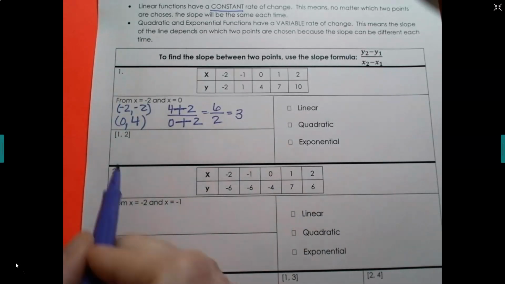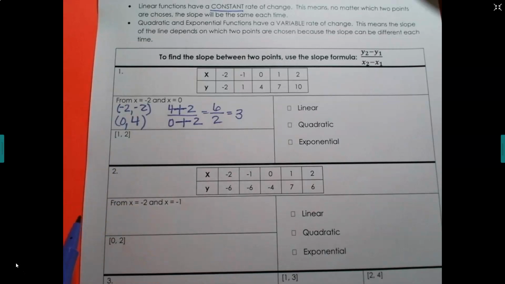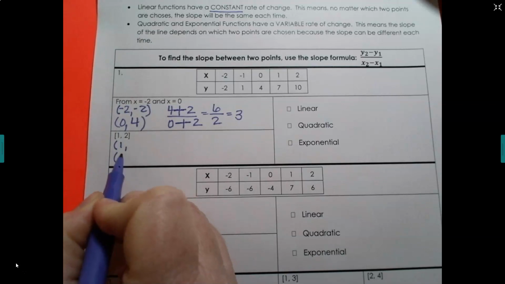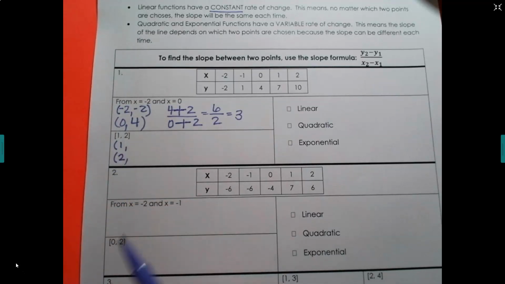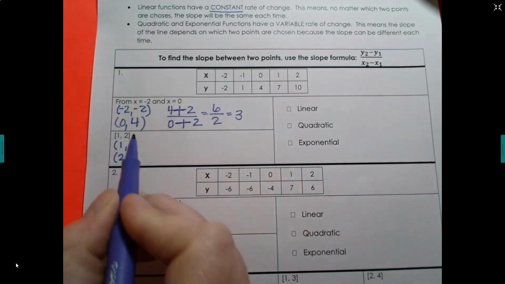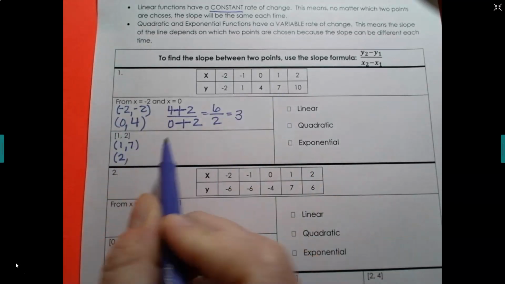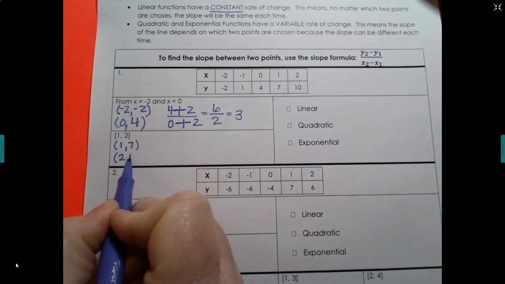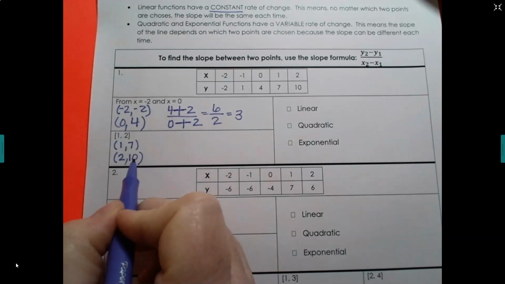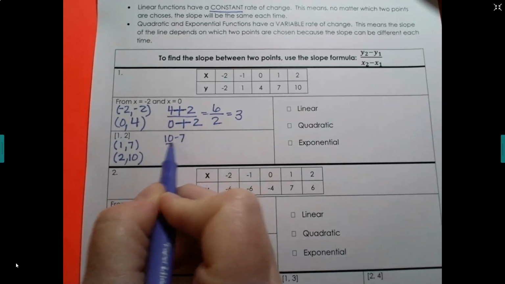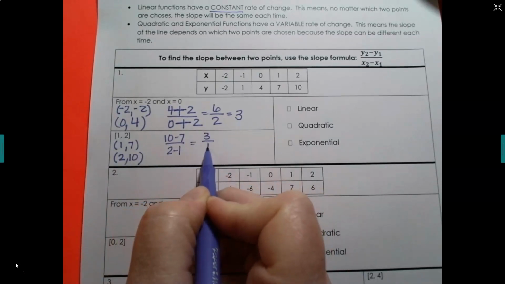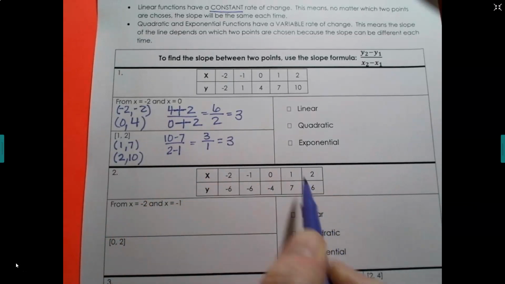Now let's take a look at our second set. I'm giving you 2 x values there. The first x value is 1, and the second x value is 2. So if x is 1, my y value is 7. If x is 2, my y value is 10. Once I have my 2 points, plug them into the slope formula. We have 10 minus 7 over 2 minus 1. So I get 3 over 1, which is 3.